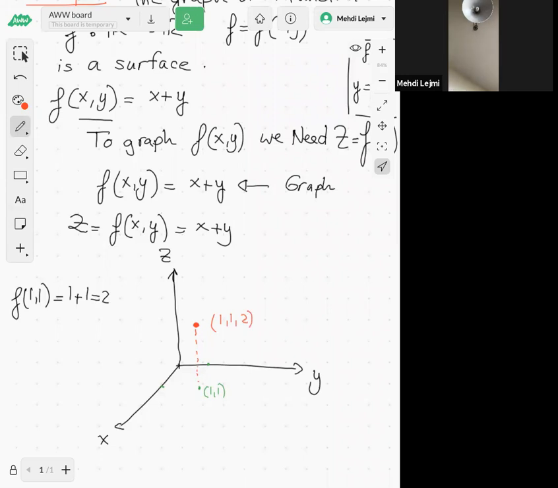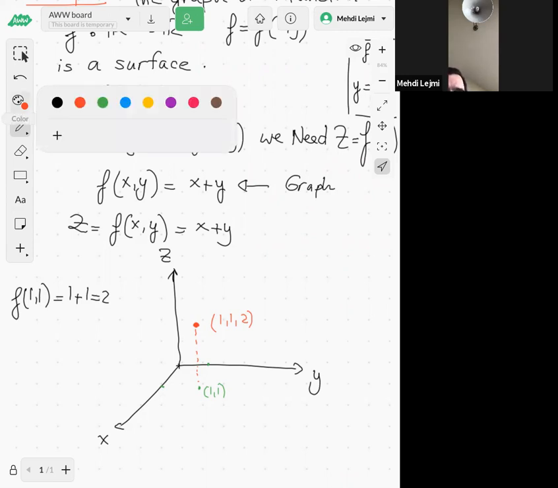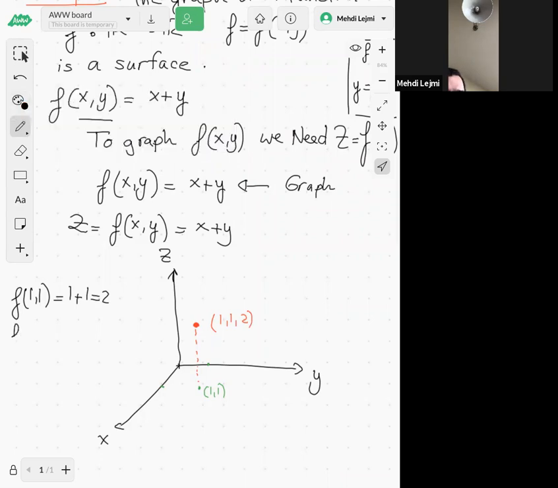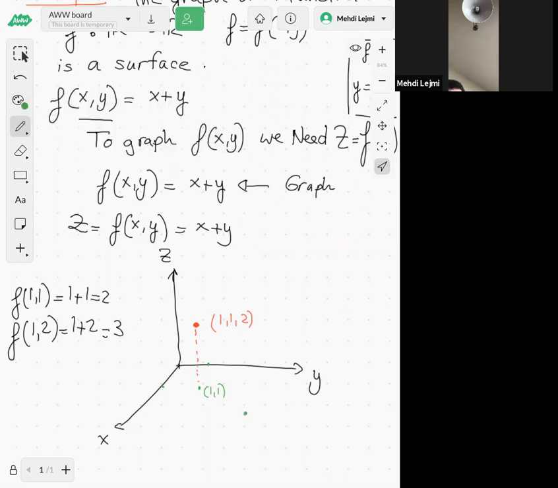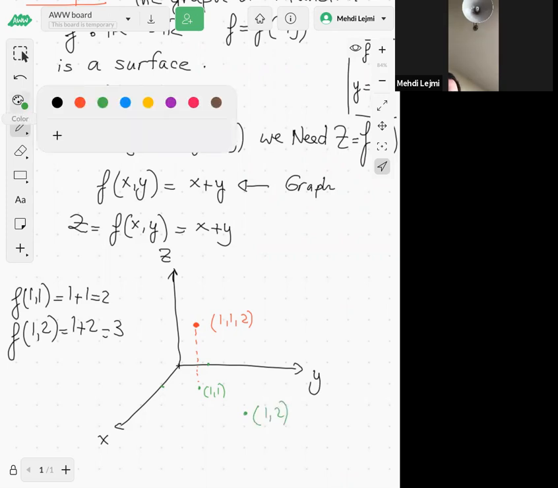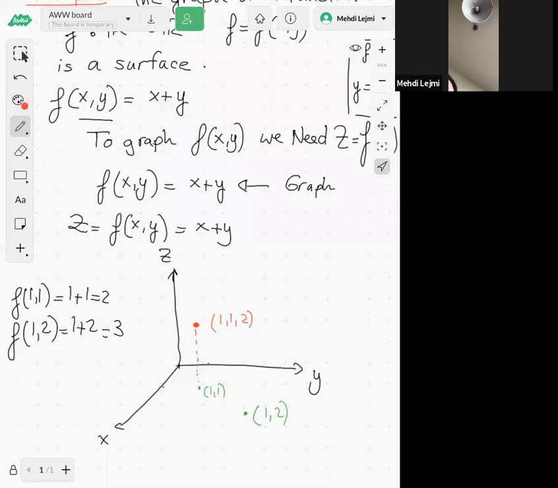So for each x and y, we can take, of course, another value of x and y. For example, f of 1, 2, that would be 1 plus 2, and that would be 3, right? So we take this point here on the plane, the xy plane. This is the point 1, 2, and you associate the image, which is 3. So the image would be somewhere here, let's say. So that's 1, 2, 3.